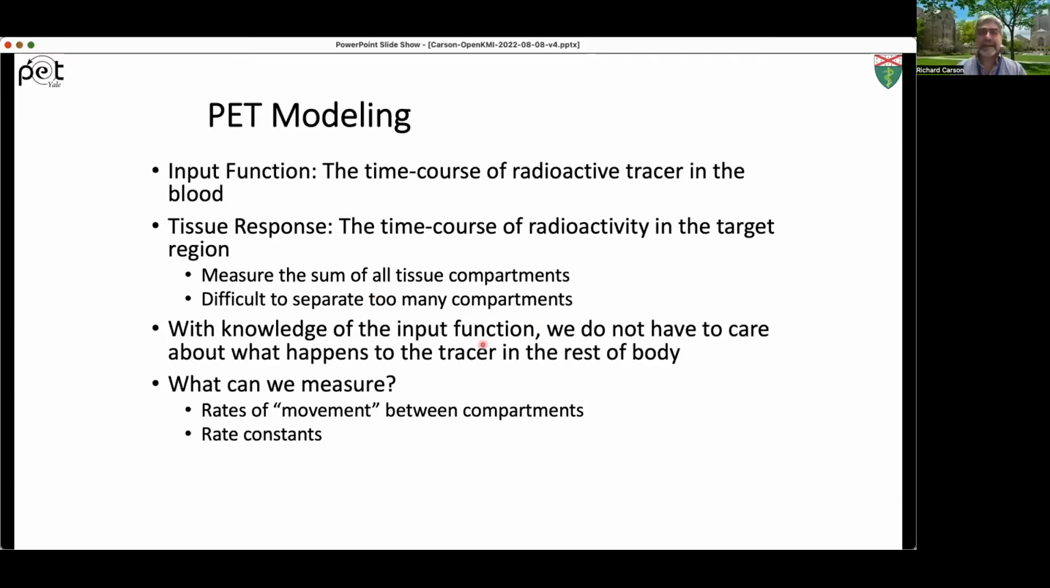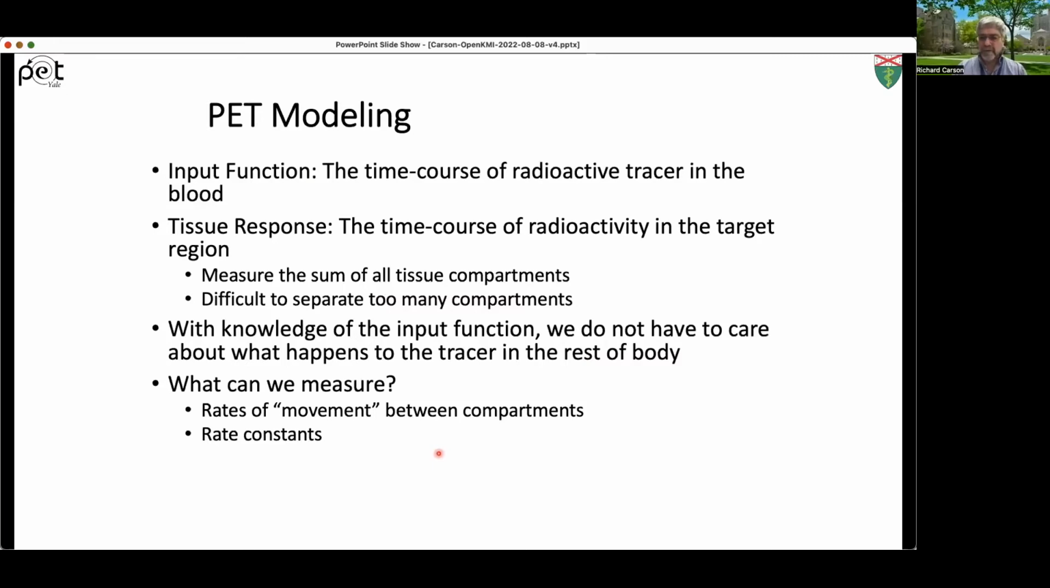And again, as mentioned, if we can measure the input, measure that blood availability to our target organs, we don't really have to care about the rest of the body. And that works very well in things like the brain and the heart, a little more complicated in something like the liver with 2 input functions. So what is it that we can measure with all of that?